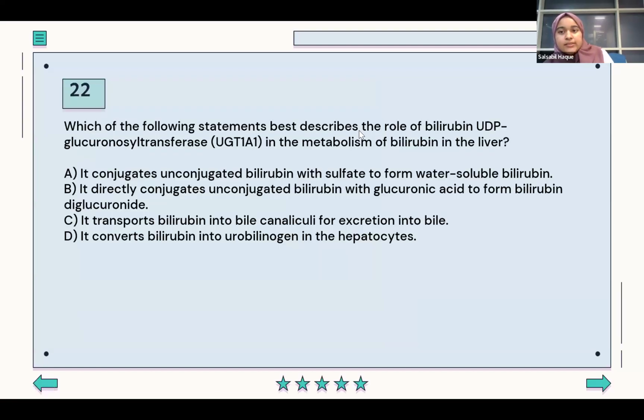Okay, all right. Moving on to the next question. I hope you guys took this. Which of the following best describes the role of UDP glucuronyl transferase in the metabolism of bilirubin in the liver? Okay, alhamdulillah, you guys took this. So the answer, as you correctly mentioned, is B.